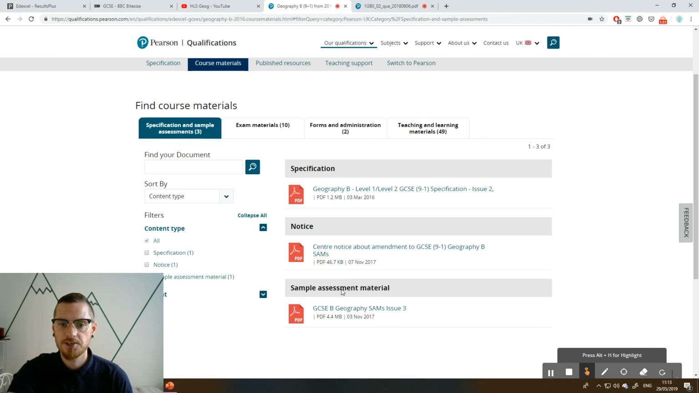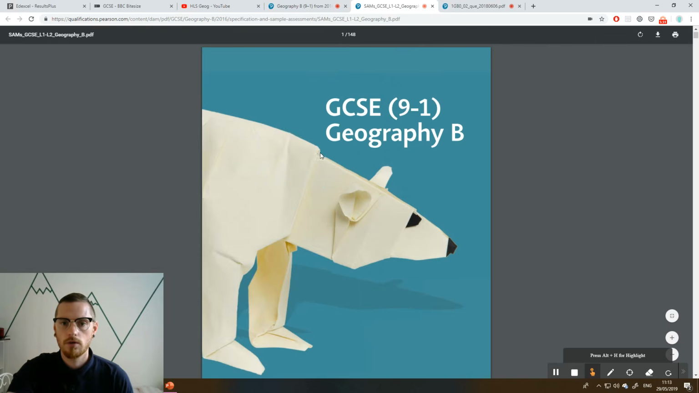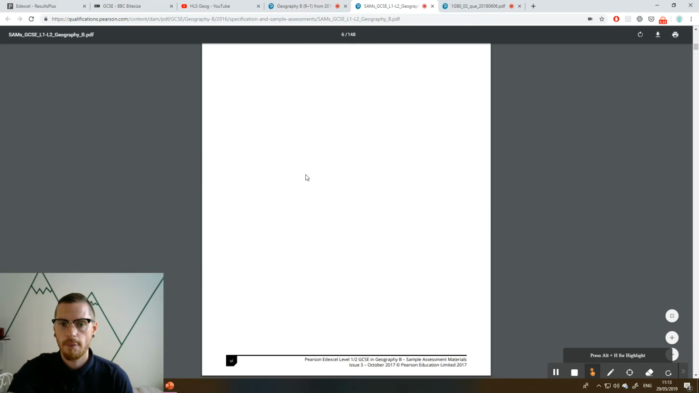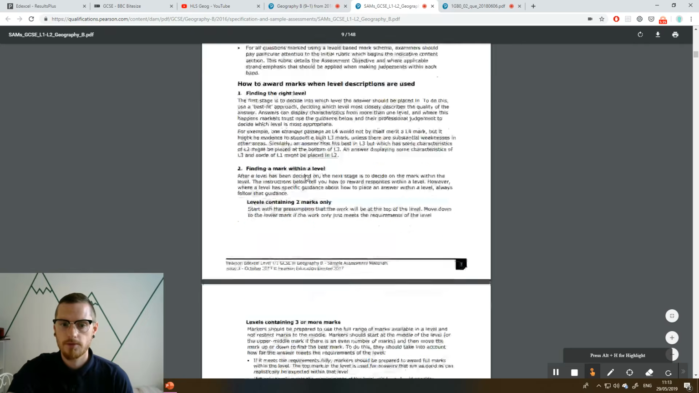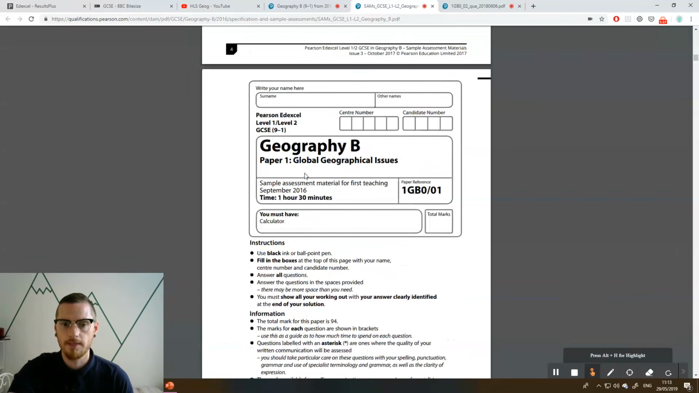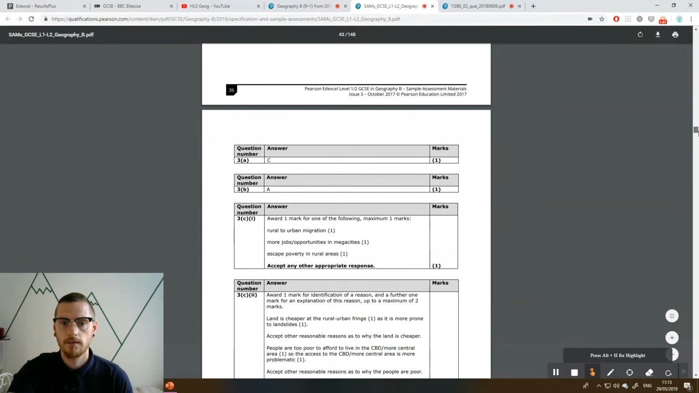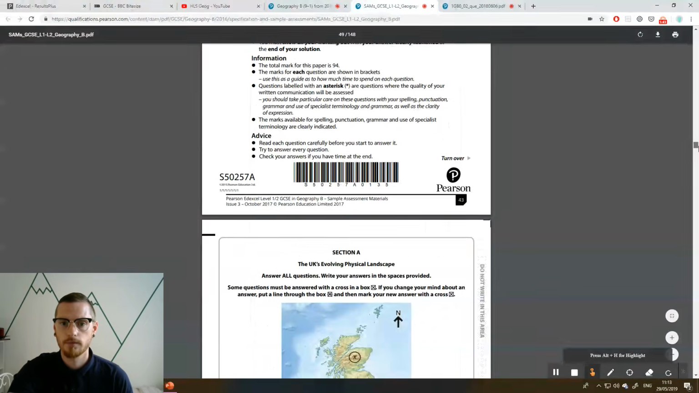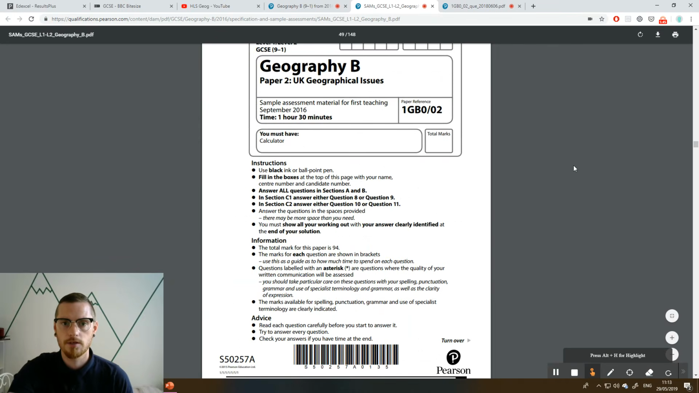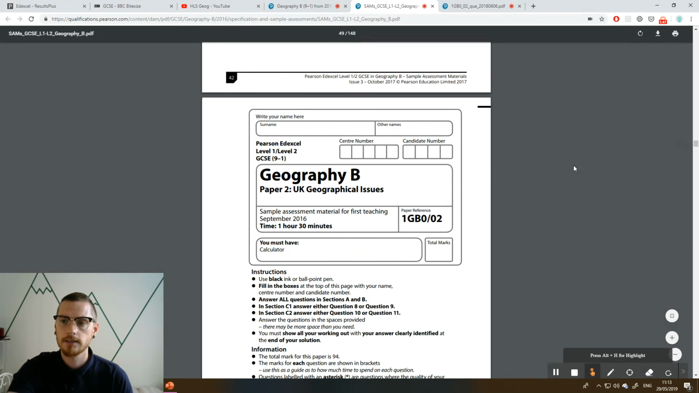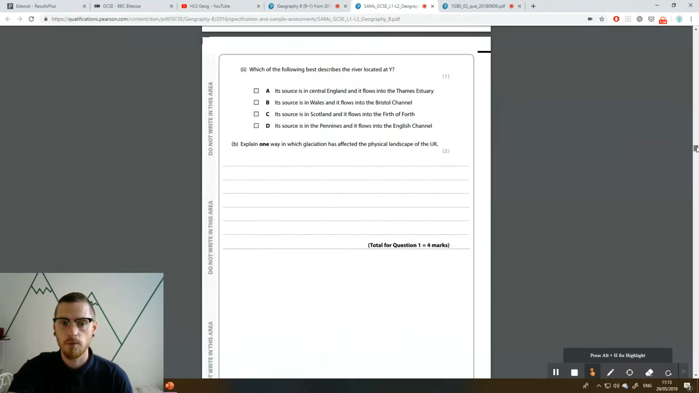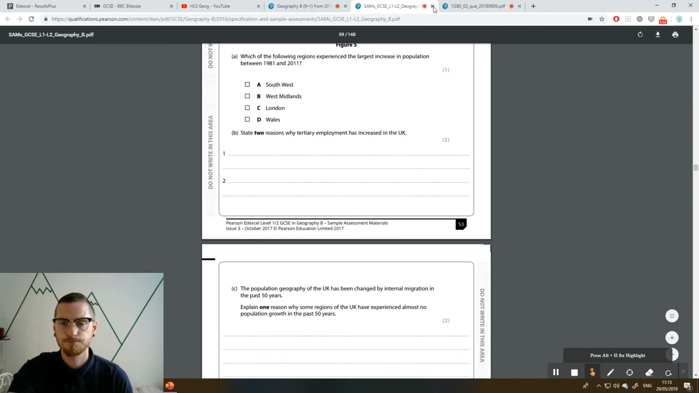Down here, you've got this sample assessment material. This is what your teachers will refer to as the SAMs. And if you click here, I'll show you, you actually get paper 1, 2, and 3. So this is basically a mock paper created by the exam board. Here's paper 1. We go a bit further. That's the mark scheme for paper 1. And then we get into paper 2. So if you're looking for a practice paper and the answers with that, you've got the SAMs.